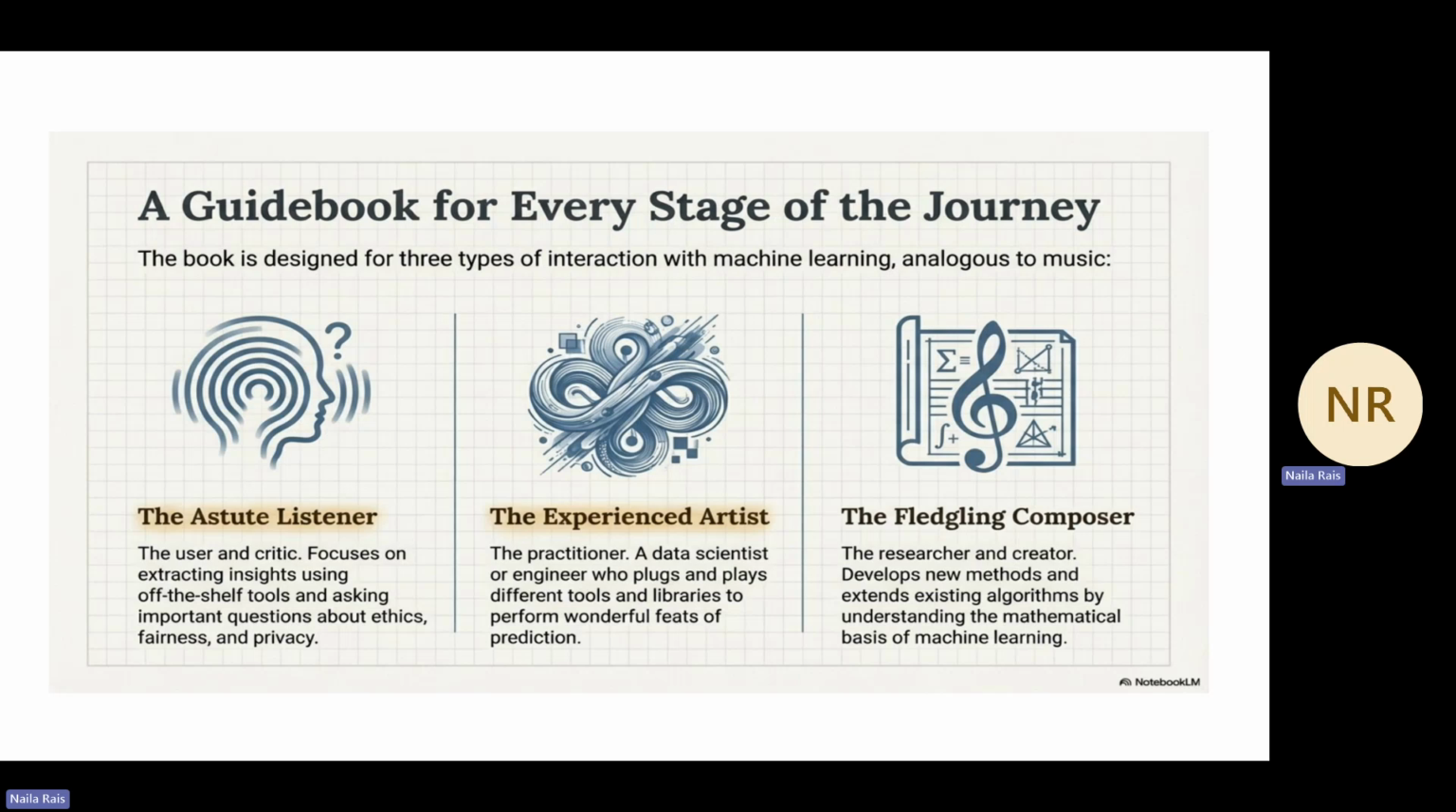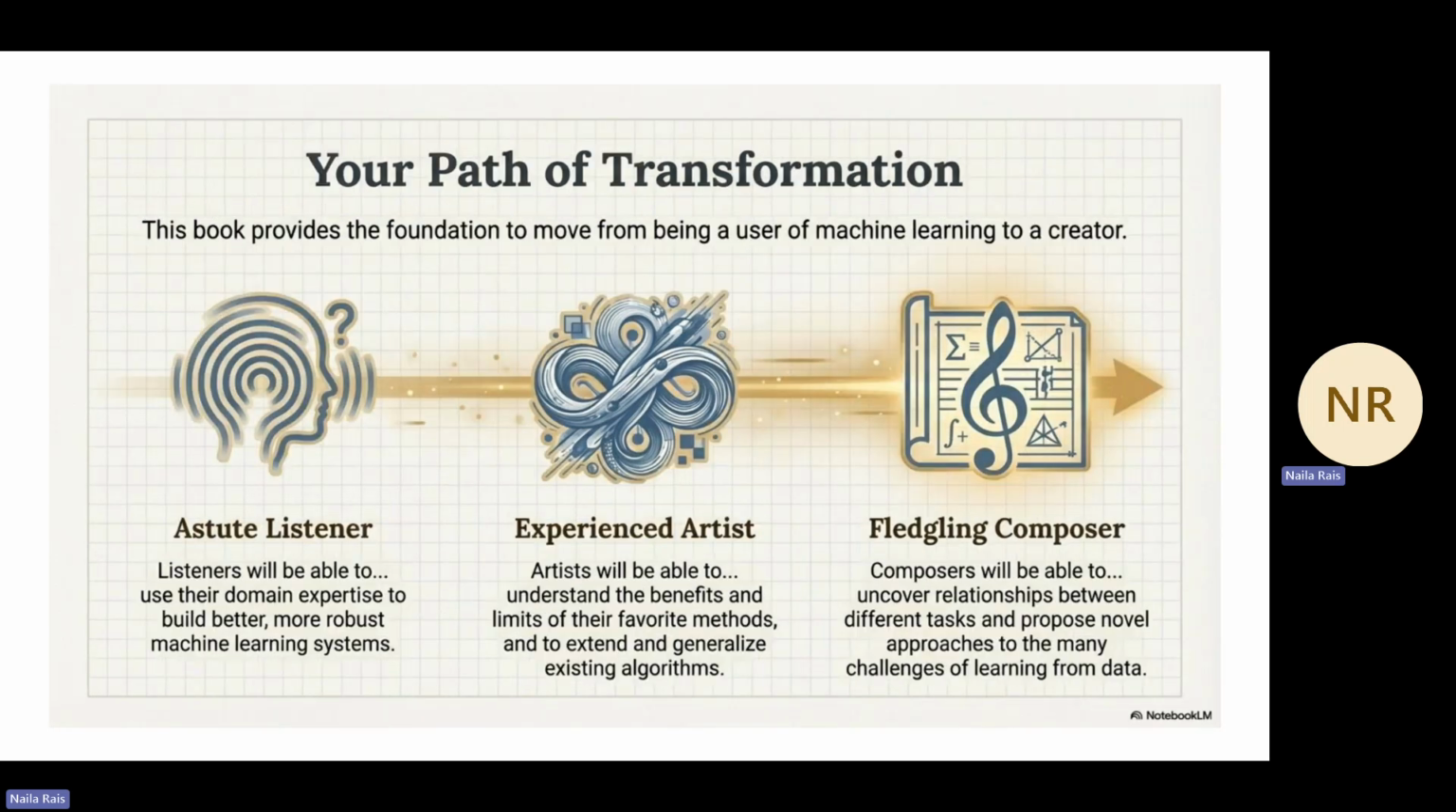The experienced artist is the practitioner, a data scientist or engineer who plugs and plays different tools and libraries to perform feats of production. The fledgling composer, the researcher and the creator, develops new methods and extends existing algorithms by understanding the mathematical basics of machine learning. So basically, this is a path of transformation. This book provides the foundation to move from being a user of machine learning to a creator.